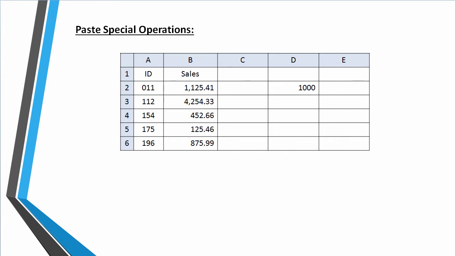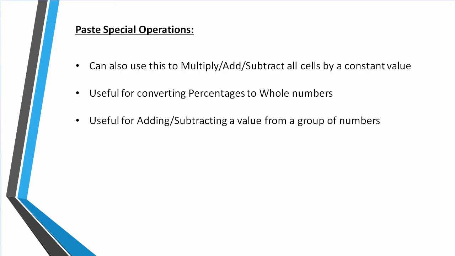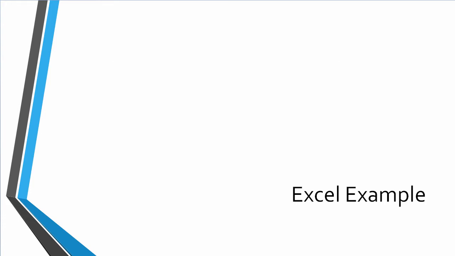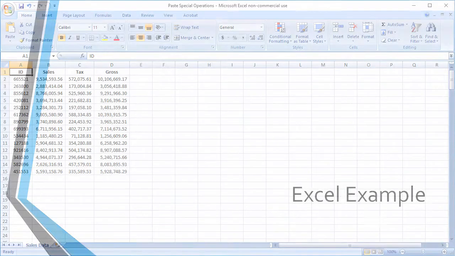So this will divide each of the values by 1000 for us automatically. We can also multiply, add, or subtract all cells by a constant value. The multiply feature is useful if we want to convert percentages to whole numbers. We would simply multiply by 100. The add or subtract feature is useful if we want to quickly gross up a number or gross down a number by adding or subtracting some fixed amount. Now we will cover an Excel example to illustrate these useful Paste Special operations.